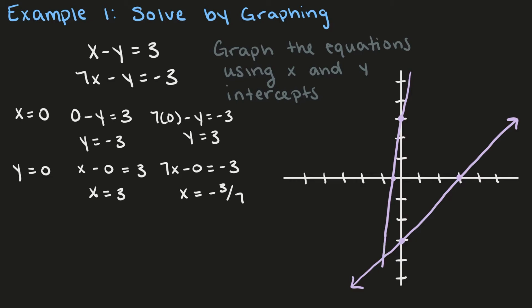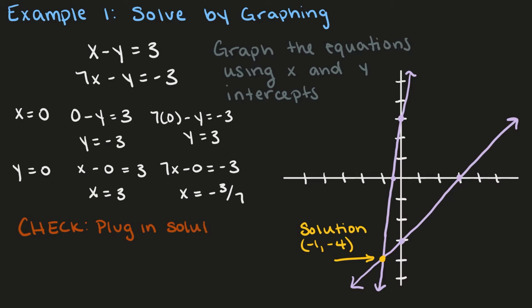From our graph, we can see that our two lines intersect at a point, and our solution is -1, -4. Now, to check and make sure that we did find the correct solution, we'll plug our solution back into our equations. So we'll let x equal -1 and y equal -4. Plug these in for x minus y equals 3 and confirm. And we do see that we get 3.